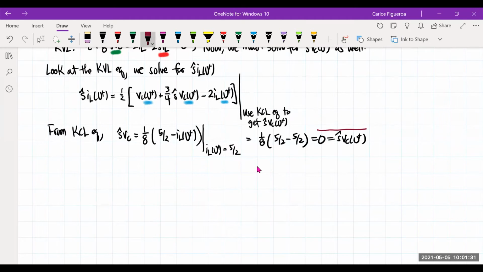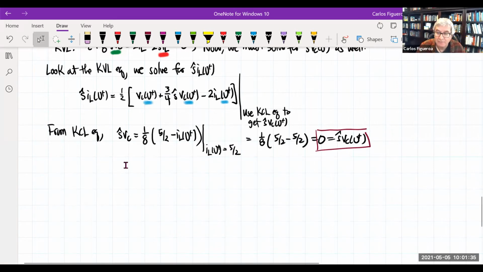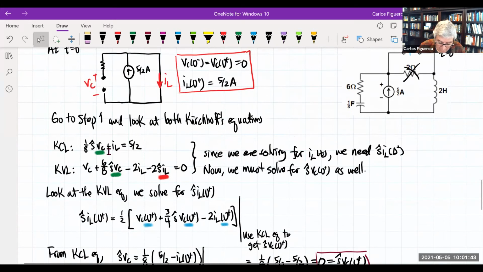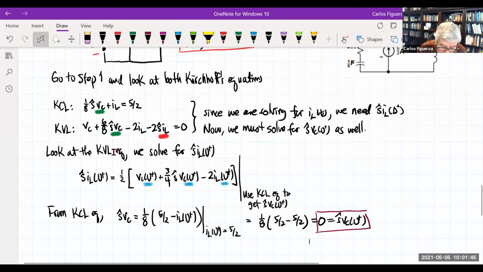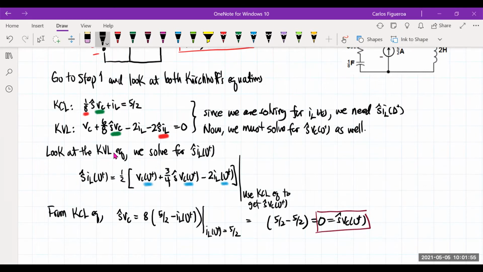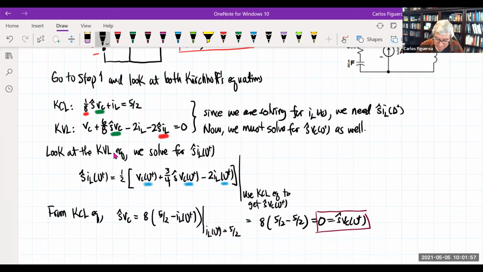Carlos, what is it? 1/8? I can't hear you. In KCL, why is it solving for S hat VC 1/8? Why? Because when you look at that equation, we have an 8 right here. Oh, so it's multiplied by 8. Multiplied by 8, right? Okay. Yeah, thank you. Multiplied by 8. Thank you for the correction.